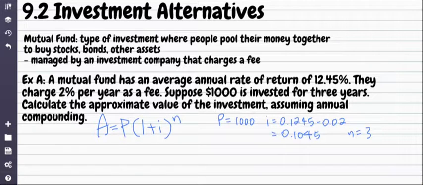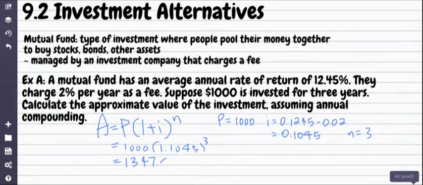Okay, so I'll just fill that in to our formula, 1,000 times 1.1045 to the 3. Type that into your calculator. And you will get 1,347.40. Okay, so that's the value of the investment after 3 years.